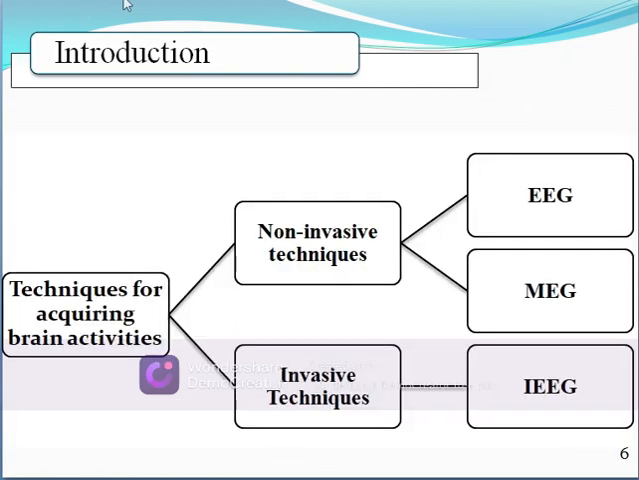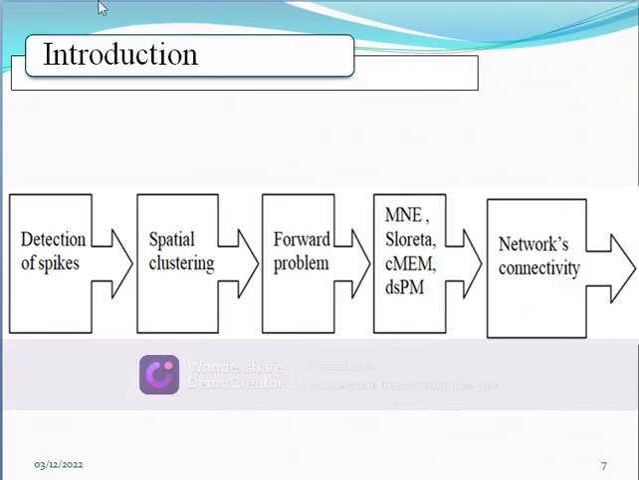The main techniques for acquiring brain activity are either non-invasive techniques such as EEG and MEG, or invasive techniques such as intracerebral EEG. In my work, I use the non-invasive technique MEG. MEG is used to determine cortical regions of the brain and to search for the epileptogenic region. In this work, we proceed in defining network connectivity of epileptic MEG spike events, which become extended spikes.